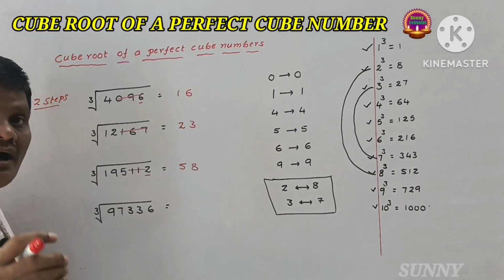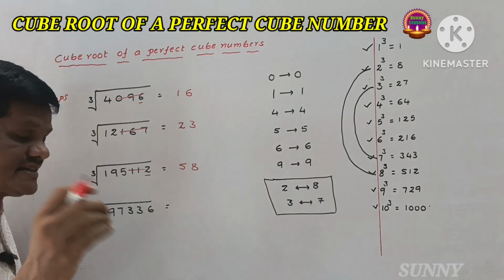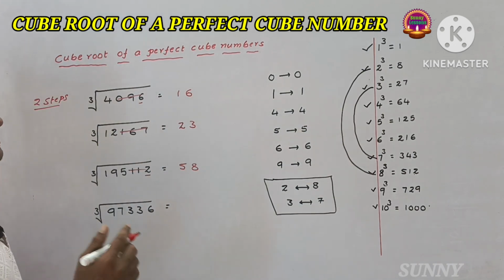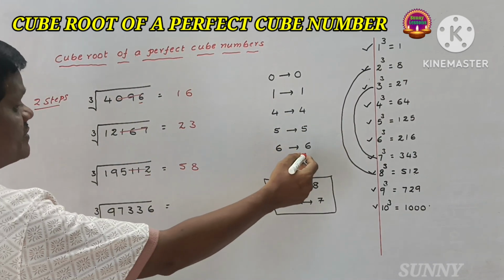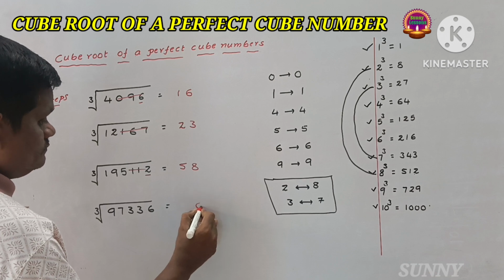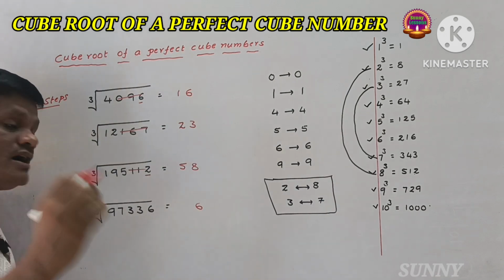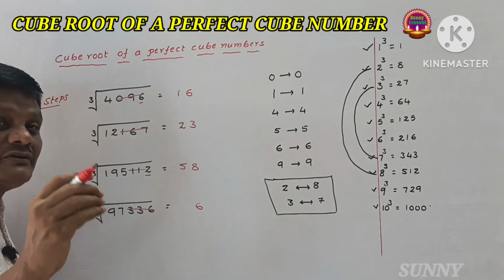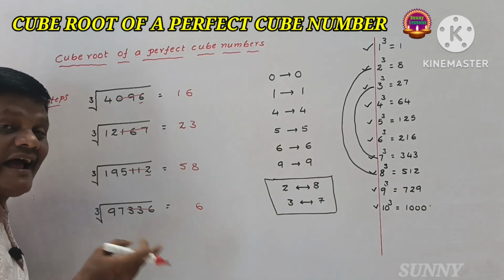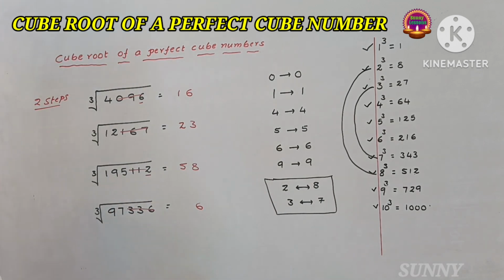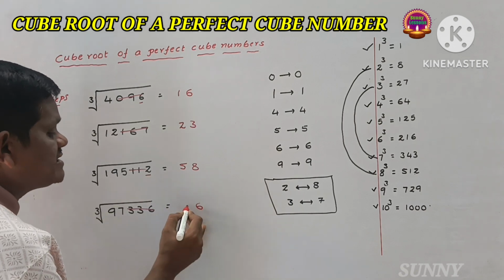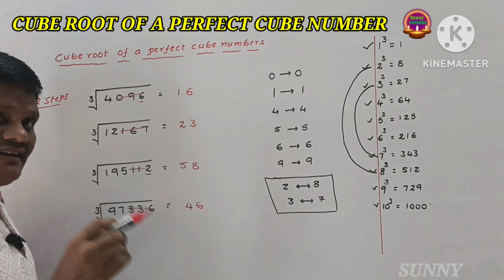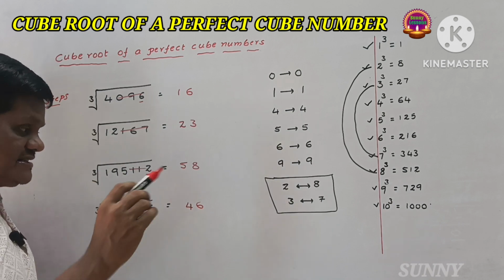Cube root of 97336. When the perfect cube number ends with 6, it is 6. Strike out the last 3 digits and check the nearest perfect cube number of 97 and less than 97. That is 64, means 4 cube. Cube root of 97336 is equal to 46.